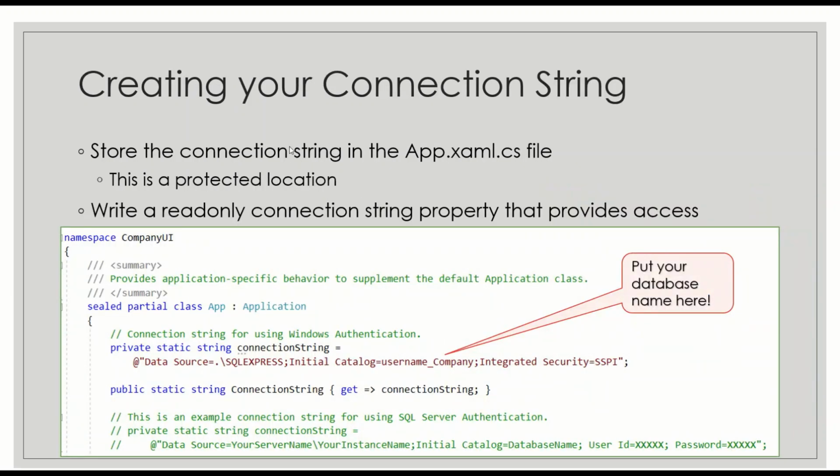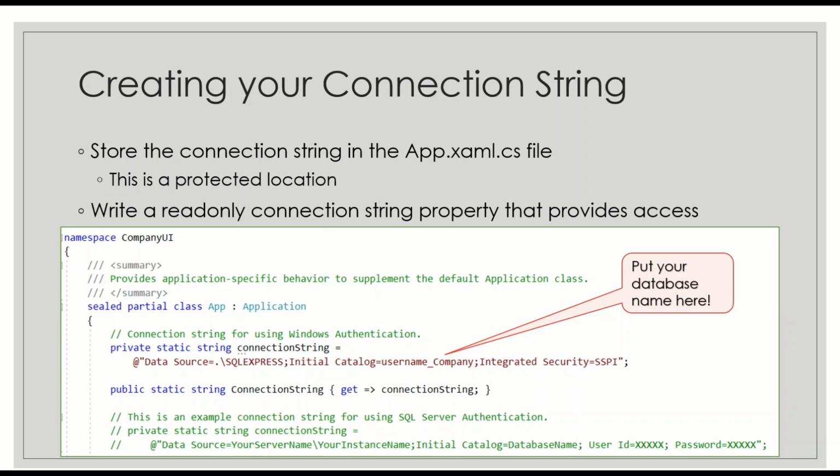Now, our next step is to create the connection string. Now, we need to store our connection string in a secure location. We don't want to put it on the main page because that page is accessible to users and they might be able to view the source code. So we put it into a location that is protected, and we're going to put it into this file, app.xaml.cs. It's a protected location, and we're going to write a read-only connection string property that provides access.